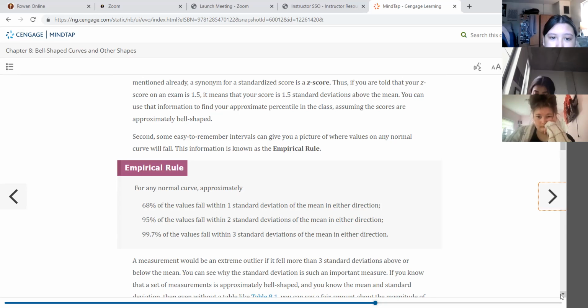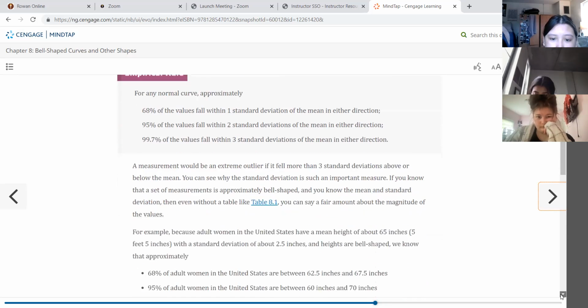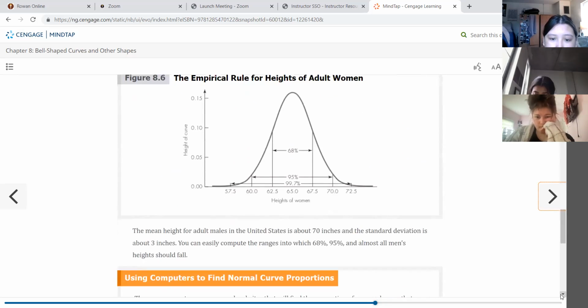Okay, so you need to know this also, but you don't need to memorize. It's right here. It's in chapter 8. Okay, any questions about that? I wanted to bring that to you. And this is a fancy looking bell-shaped curve. It shows you what we're talking about.